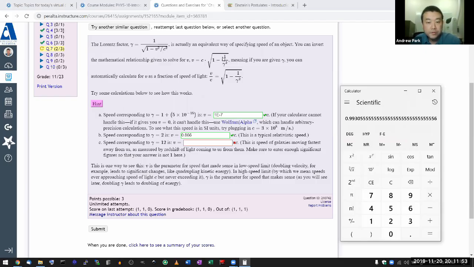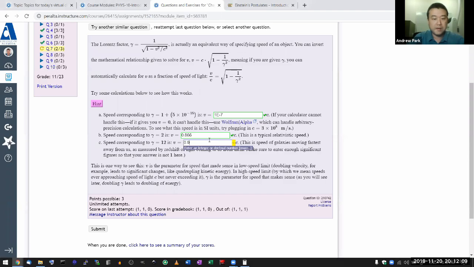And I need to take the square root of that number to get me, I guess I won't press the equal sign this time, the V over C, 0.99. Let me put in 65. 0.9965. All right, that's it. Okay.